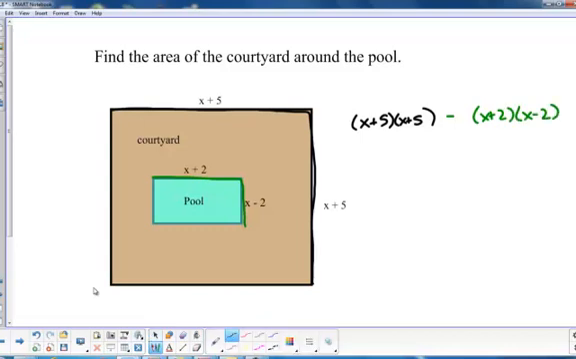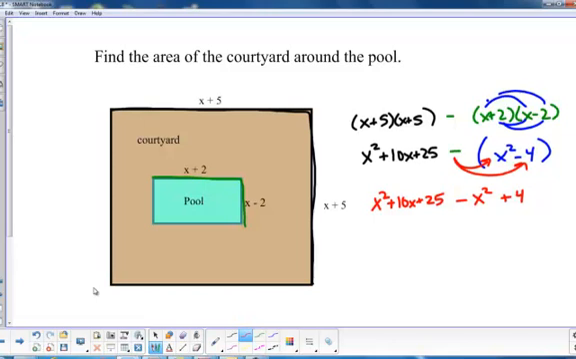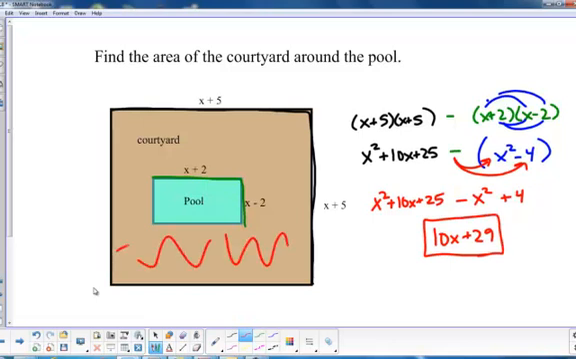Now, if you've memorized your rules, great. If not, go ahead and double distribute. Or if it just makes sense to you, go ahead and write that down. So we're going to get x squared plus 10x plus 25. And I'm going to keep this minus right here. And I'm going to distribute this, which gives me x squared minus 4. And now I'm going to distribute this minus to both of those terms. So I really have x squared plus 10x plus 25 minus x squared plus 4. So my final answer is 10x plus 29. That's the area of this brown region.